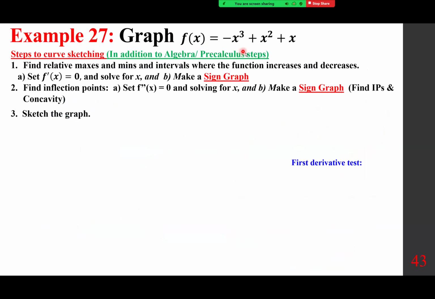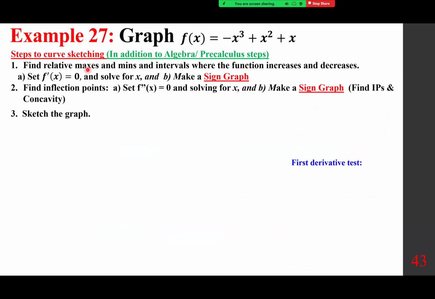We want to graph f of x equals minus x cubed plus x squared plus x. So what are the steps in curve sketching? In addition to the algebra and pre-calculus steps, like intercepts and so forth, the end behavior, and the behavior near an x-intercept, all of the above.